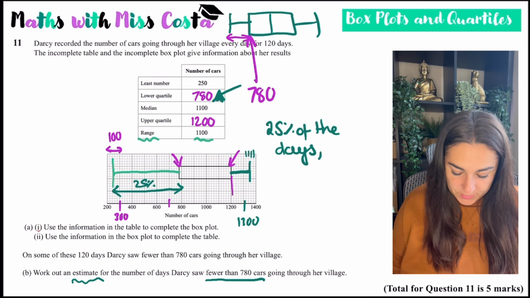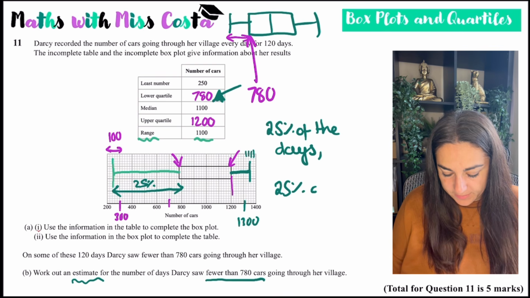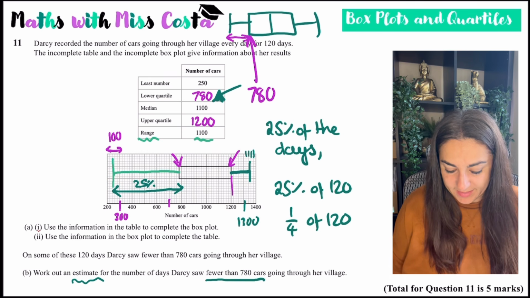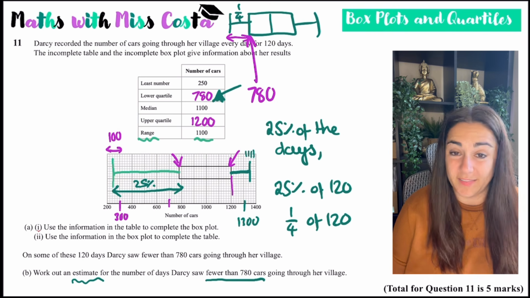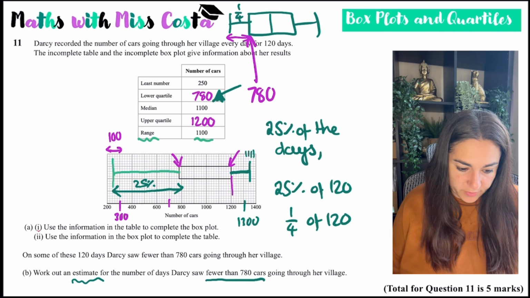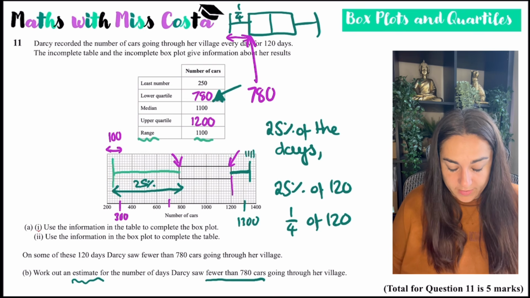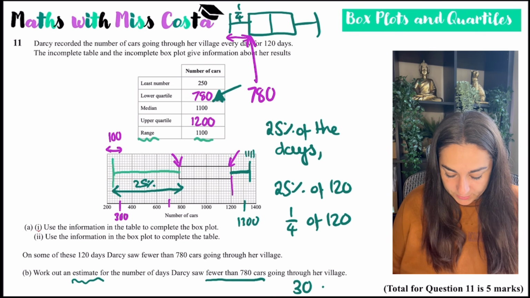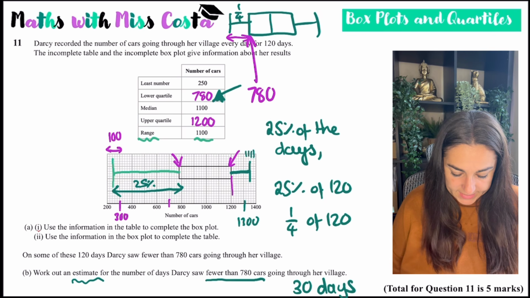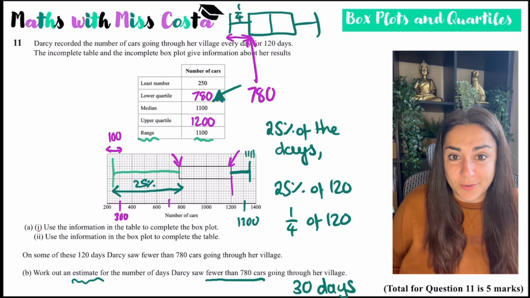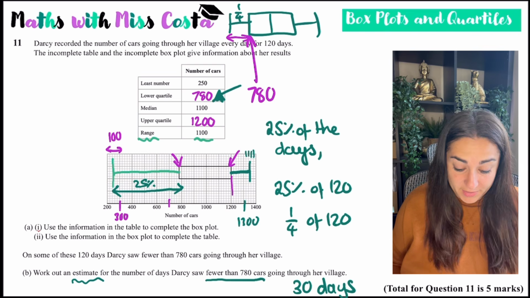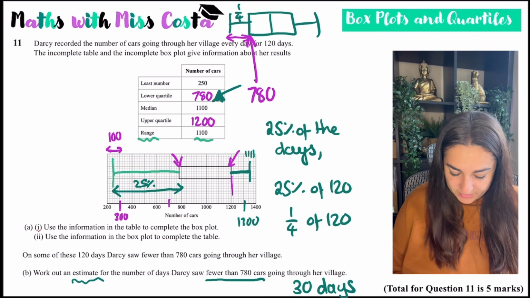So all I need to do is work out 25% of 120, which is the same as a quarter of 120. So that might be your preferable way, bearing in mind that these are quartiles. And a quarter of 120 is 12 divided by 4 is 3. So that would be 30 days. People tend to leave these kinds of questions out because they're like, how am I supposed to do that? But generally it's going to be something related to the lower quartile or the upper quartile.